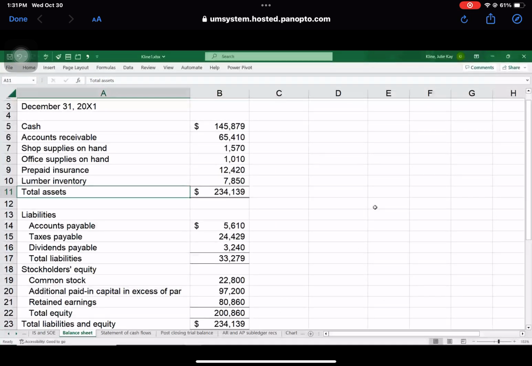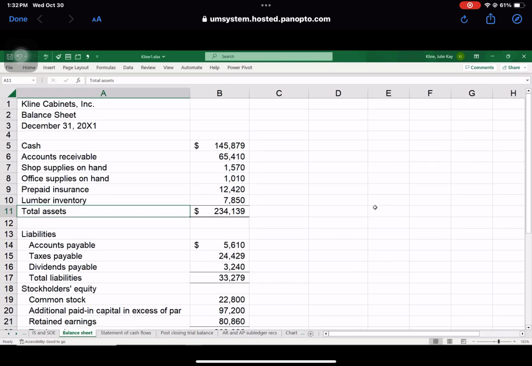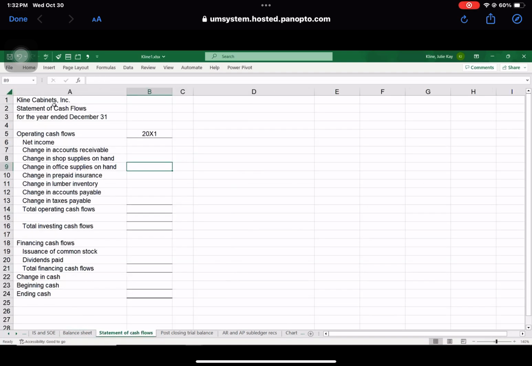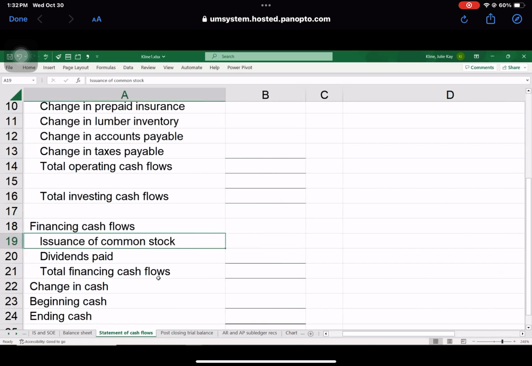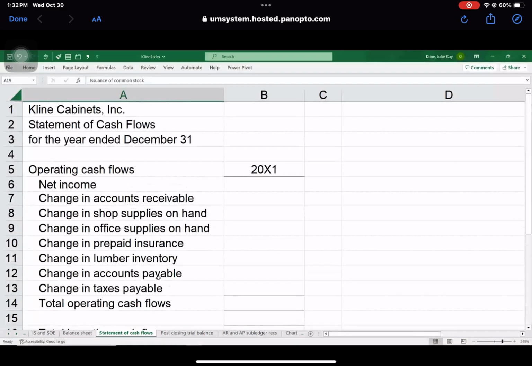The purpose of this video is to walk through how to create a statement of cash flows for your year one financial statement project. So we should start, everyone should have a balancing balance sheet before we begin. And I'm going to build a statement of cash flows on the next tab. And I've already started working on adding my title and some key sections here in the cash flow statement.